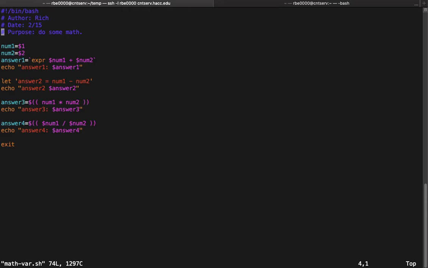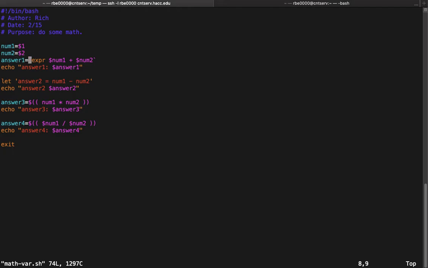In this one, I have some variables. If we look at the very beginning of the script, I'm getting the numbers I want to add or subtract or whatever I'm going to do with them from the command line. I'm setting num1 equals $1 and num2 equals $2. And then I am doing some math on those numbers.